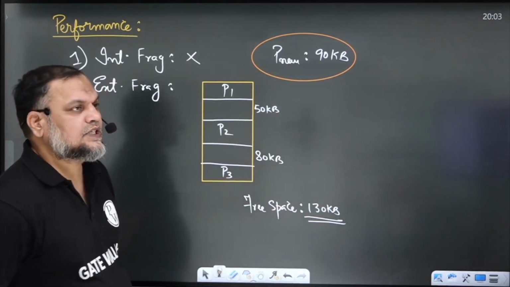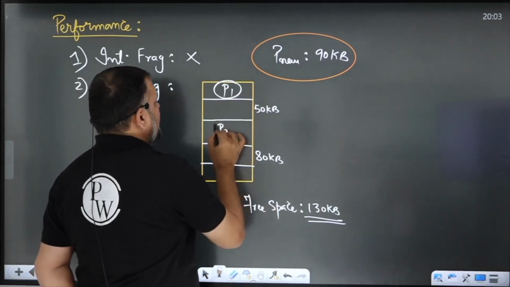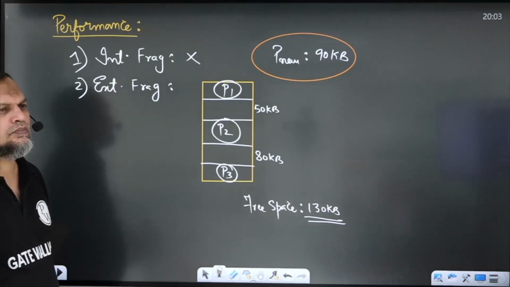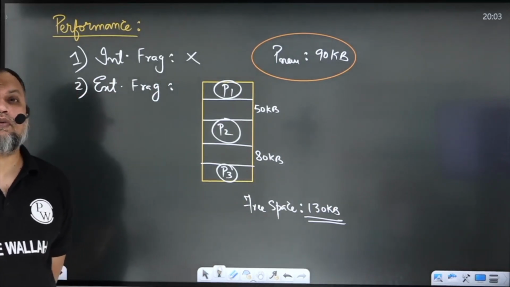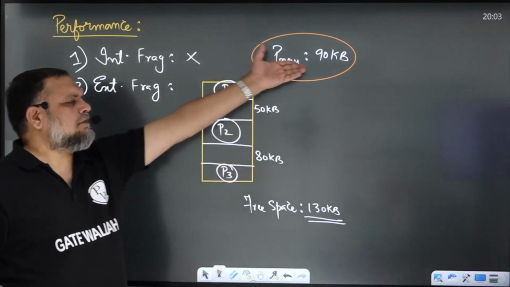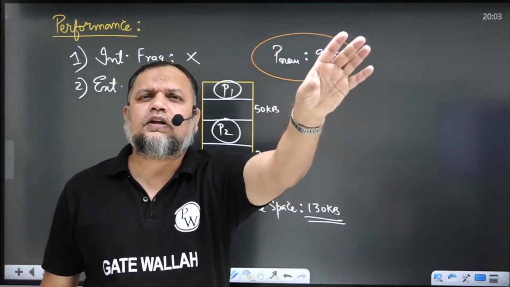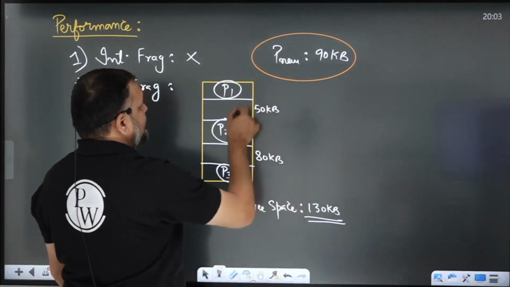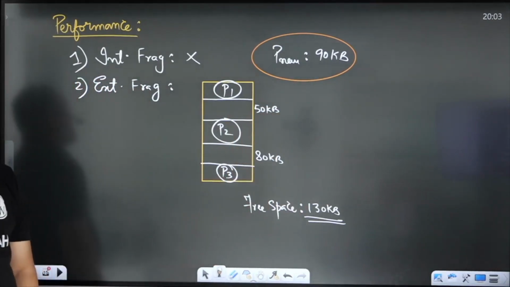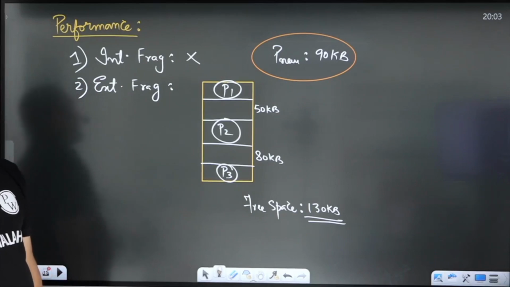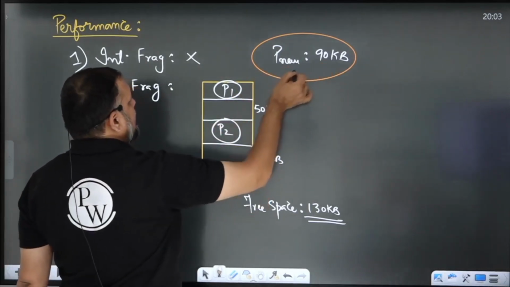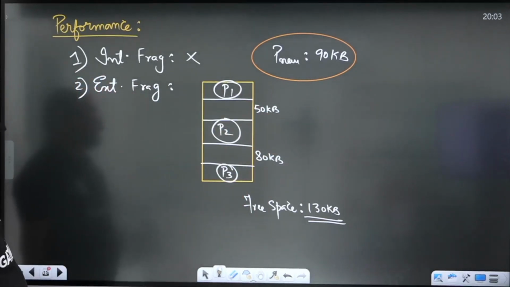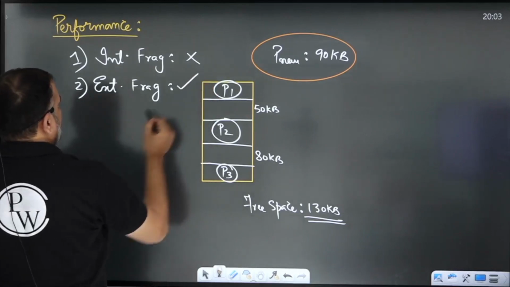This wastage which is happening outside the partitions is called external fragmentation. Yes, if no process can fit even though we have sufficient memory. If the total free space were less than 90 KB, then there would be no external fragmentation. Even if it is there contiguously, I cannot break up this process. It is contiguous allocation. I cannot take 50 KB here and the remaining 40 KB there. Therefore, this scheme suffers from external fragmentation.